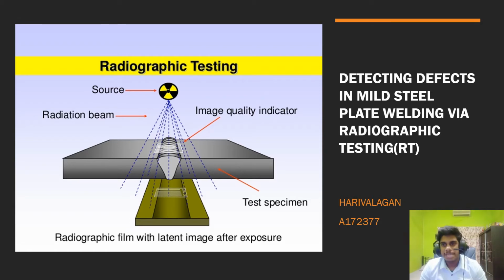So right now I would like to talk about detecting defects in mild steel plate welding via radiographic testing. But before that, I would like to give a brief explanation of radiographic testing, a part of NDT. So there is a radiation source with a radiating beam towards the test specimen, and of course an image quality indicator is placed on top, and below the specimen is a radiographic film that can accept the exposure from the radiation, and this film will tell if there is anything wrong with the specimen.